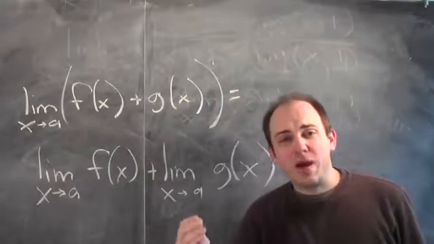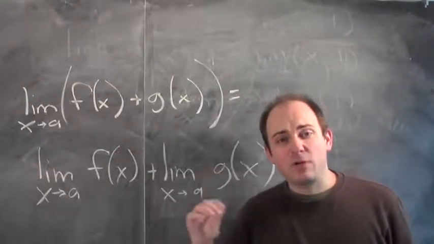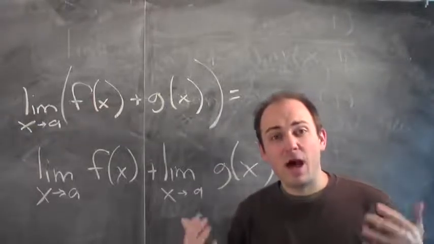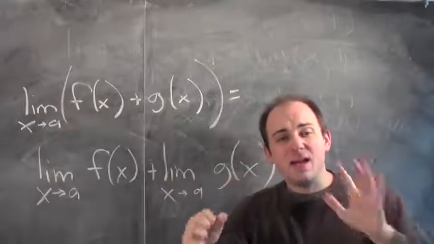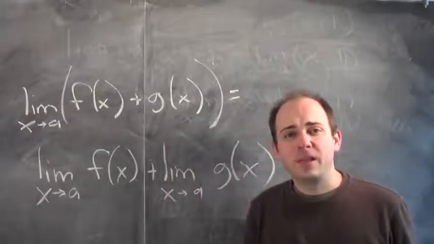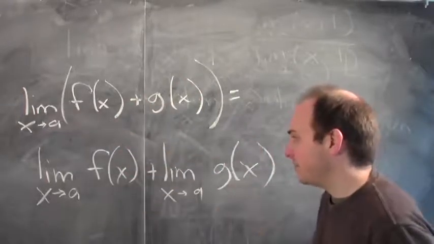Fundamentally, limits are promises. When I tell you the limit of f of x equals L as x approaches a, I'm promising you something. I'm promising you that I can get f of x as close to L as you like, as long as x is close enough to a. Now, thinking of limits as promises helps us to understand statements like these.